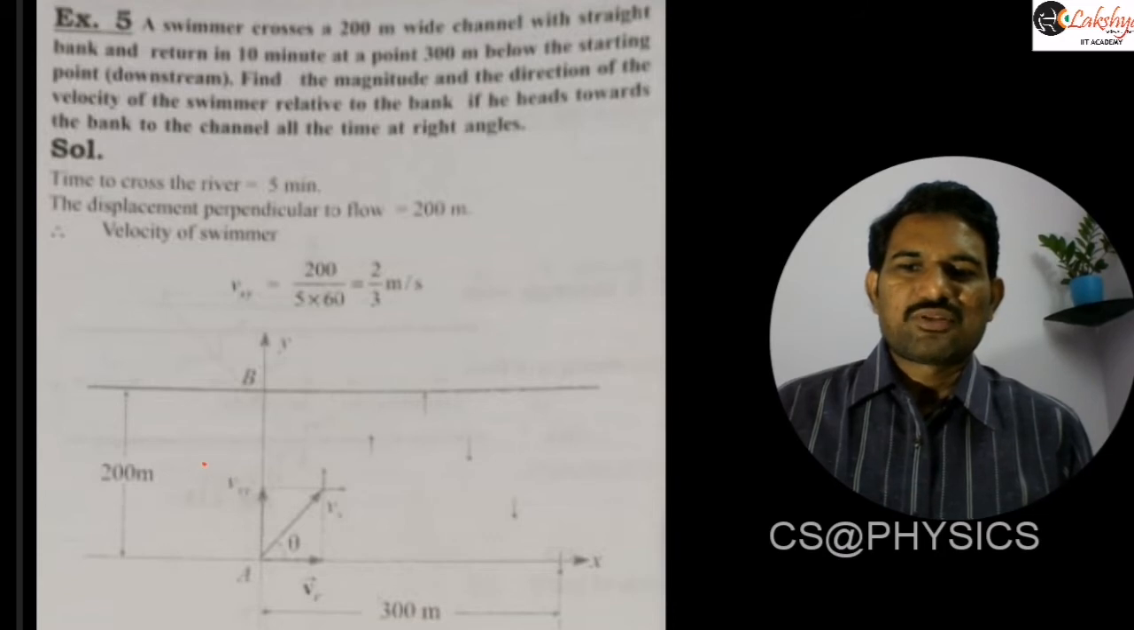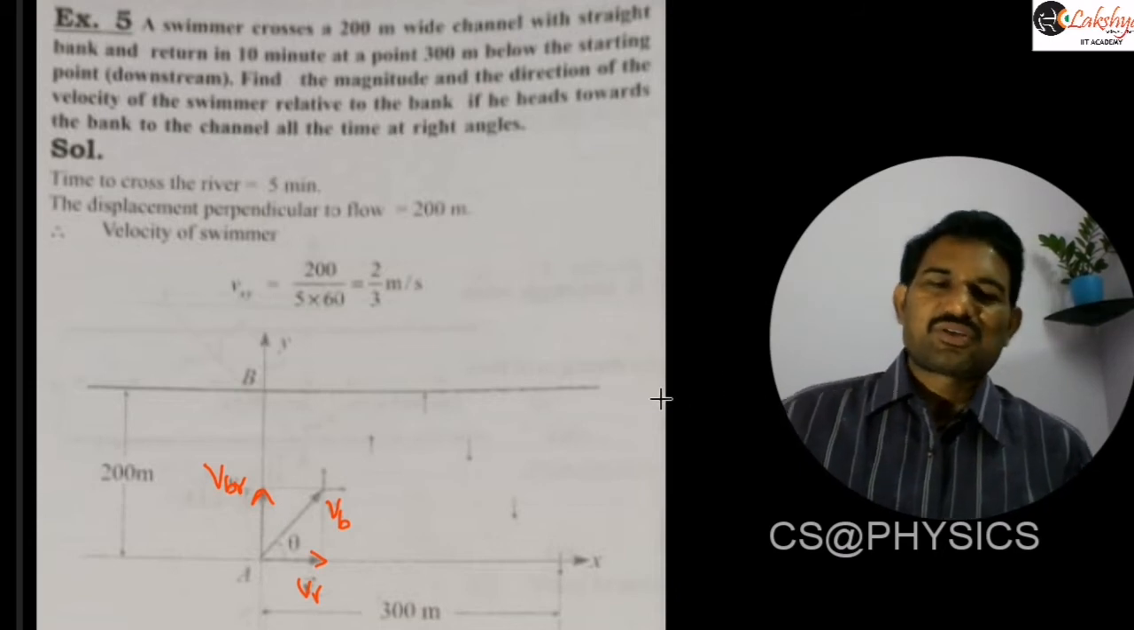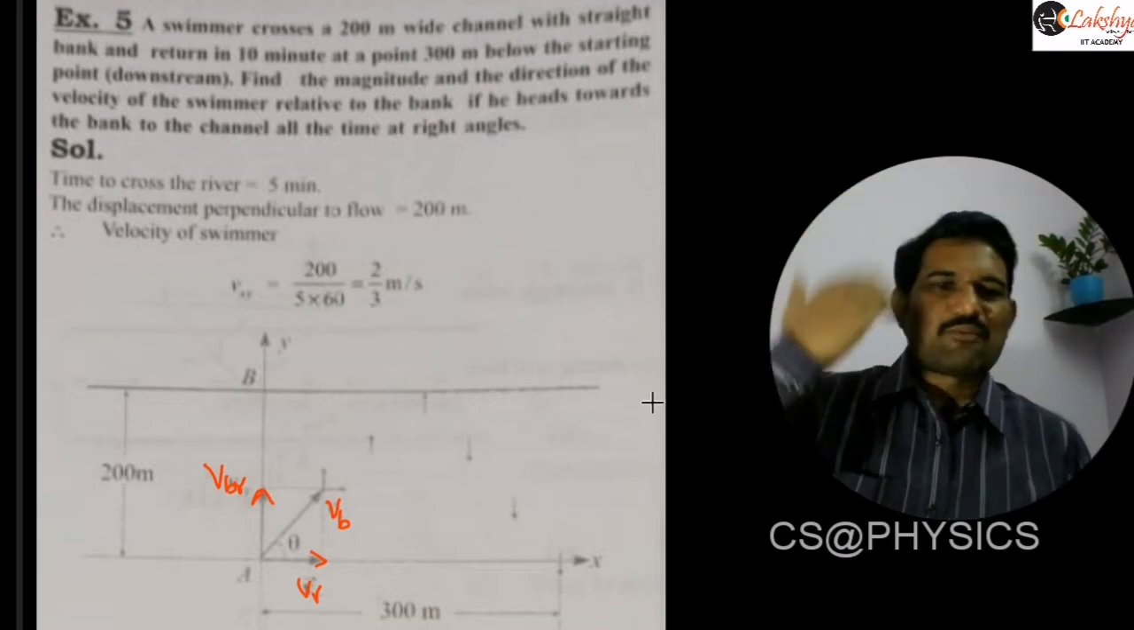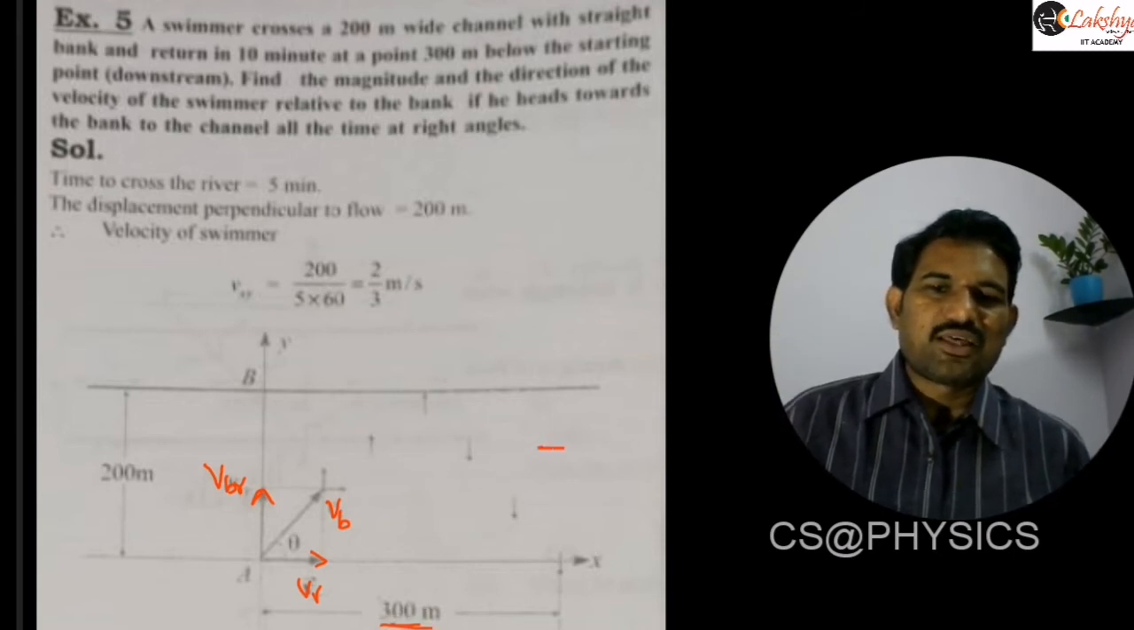So this is our VBR direction here. The VBR is along this direction, and this is our VR direction. So the velocity of the boat will be along this direction with respect to the ground. Here the given information is he is crossing the river and again comes back, but by a distance of 300 meters. So this is 300 meters down the stream, in the direction of the river flow. He is coming down here.